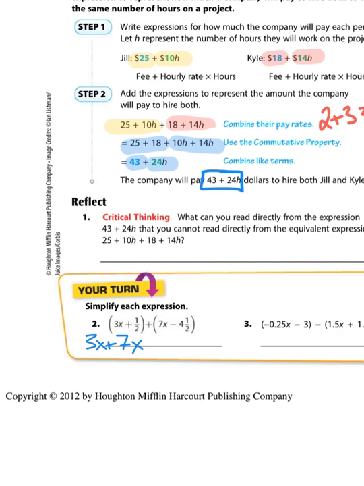And then 1/2 and negative 4.5 are like terms. So plus 1/2 minus 4.5. Now I can simplify. 3x plus 7x is 10x. And 1/2 minus 4.5 is negative 4. So the answer is 10x minus 4.